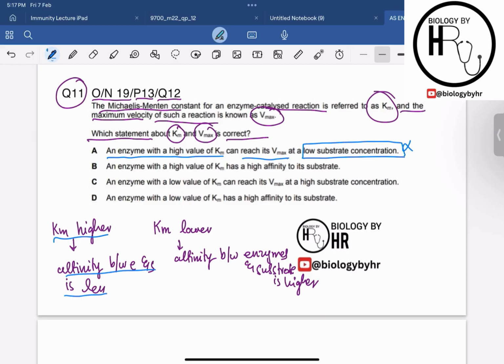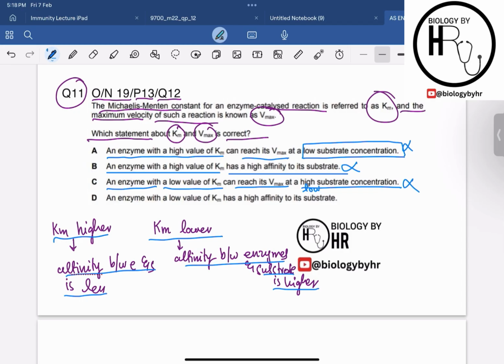Let's now move on to option B. It says that an enzyme with a high value of Km has a high affinity to its substrate. No, it has a low affinity to its substrate, as we discussed. An enzyme with a lower value of Km can reach its Vmax at a high substrate concentration. No, it is not true. Why? Because the affinity between the enzyme and substrate is higher when the Km is lower, so basically what can happen is that the enzyme with a low value of Km can reach its Vmax at a low substrate concentration as well.